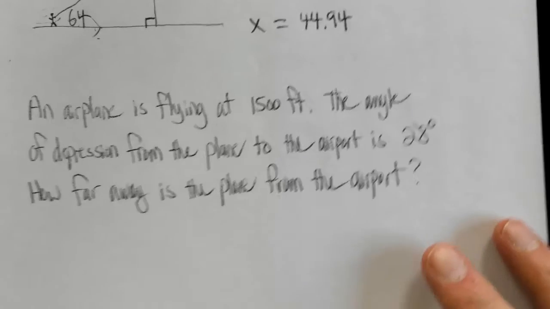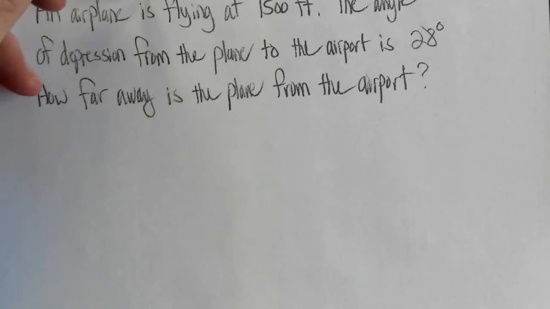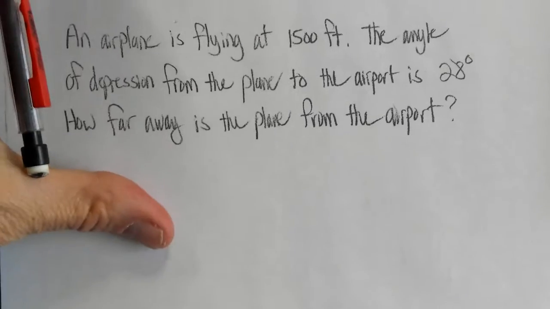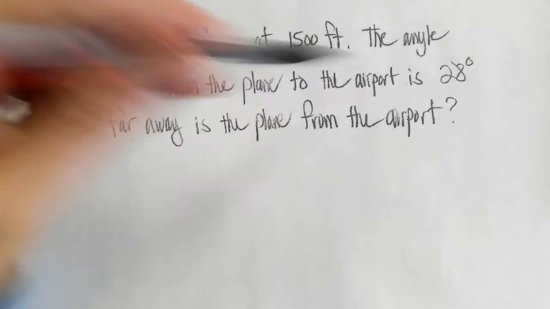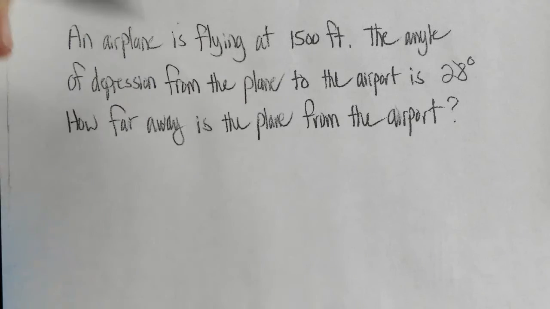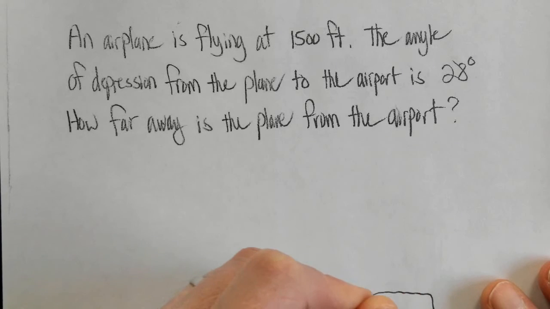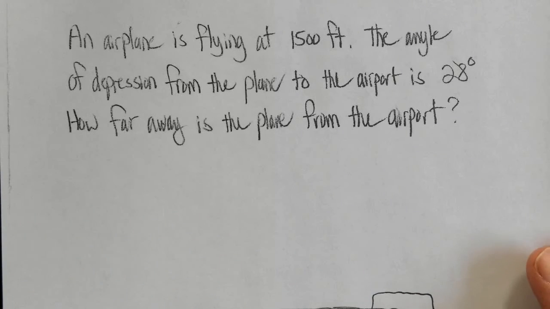Okay, one more we want to take a look at here. It says if an airplane is flying at 1,500 feet, the angle of depression from the plane to the airport is 28 degrees. How far away is the plane from the airport? All right, so let's think about what we need to draw. Ground, of course. Airport. All right, there's the airport.